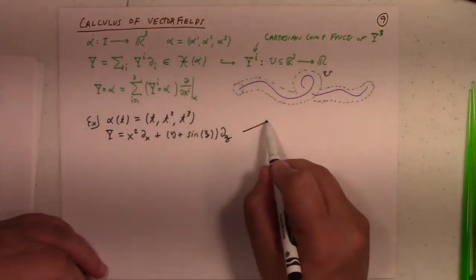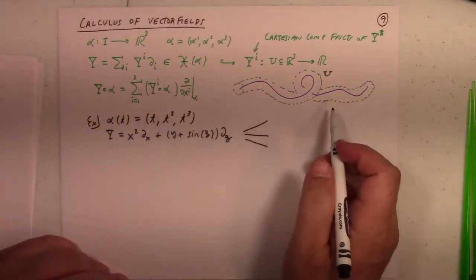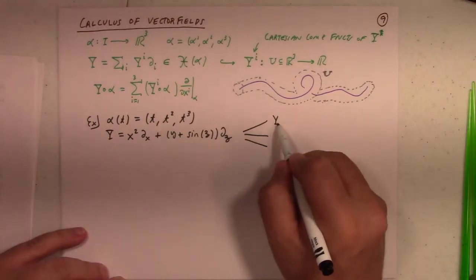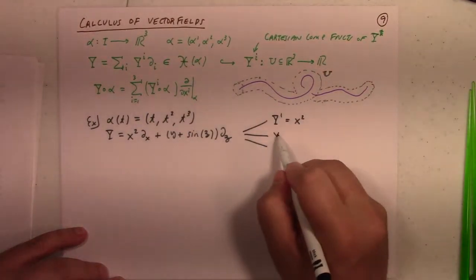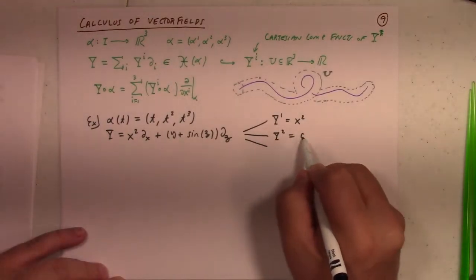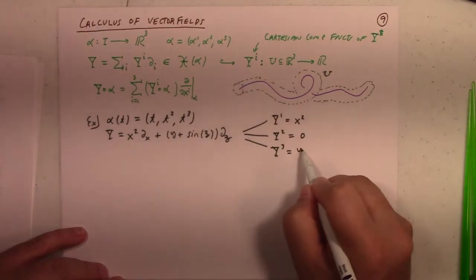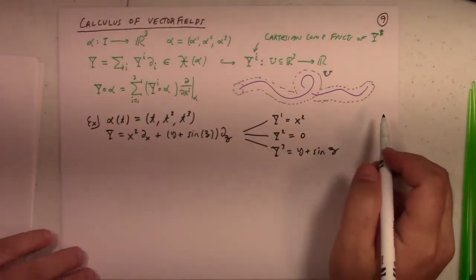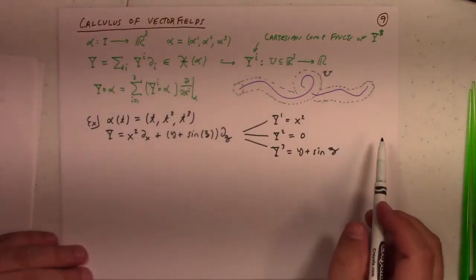Identify for this one, right? For this here, we have y1 is x squared. We have y2 is identically 0. We have y3 is y plus the sine of z. Okay, so those are the Cartesian component functions of the vector field.